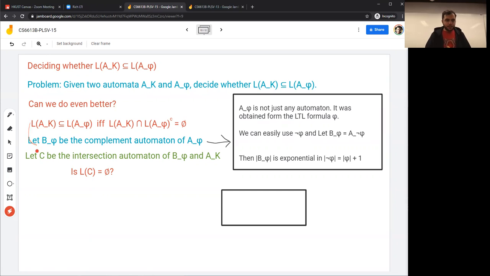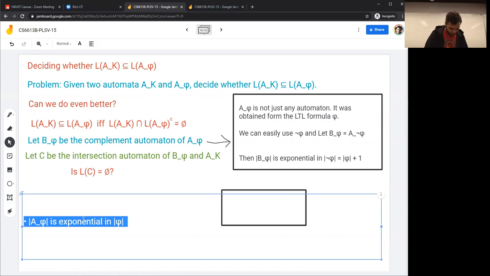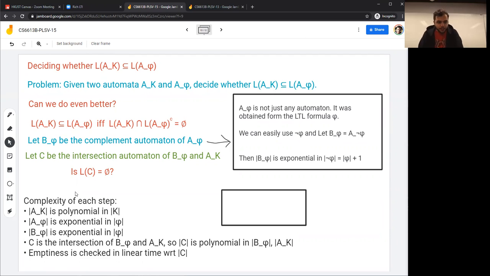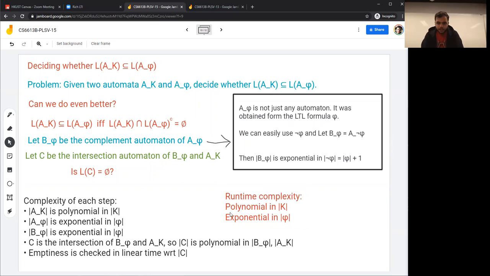Okay, so I do this exponential thing, and then intersection was done in polynomial time, emptiness checking was done in linear time. So the whole thing is much faster now, right? So what is my complexity now? Yes. It's polynomial in the size of the Kripke structure, actually linear in the size of the Kripke structure, but it is exponential in the size of phi.